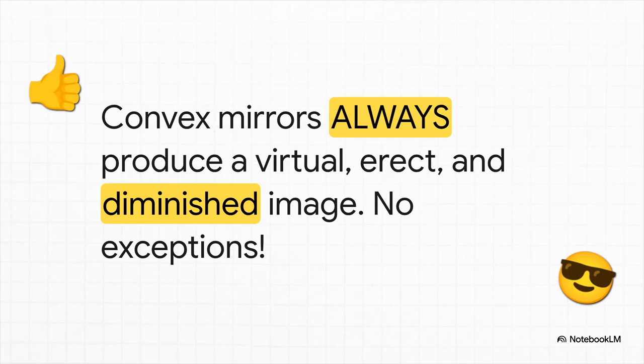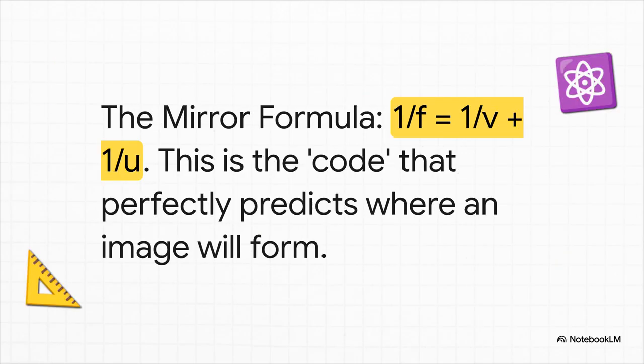That's why the objects in your passenger side mirror are closer than they appear. Now, you might think all this flipping and shrinking is just magic, but it's pure physics, and it's all described by this one elegant equation. This is the mirror formula. Now, don't worry about solving it. Just appreciate that this is like the code that perfectly predicts exactly where an image will form based on how far away the object is and the mirror's curve. It's basically the blueprint for reflection.